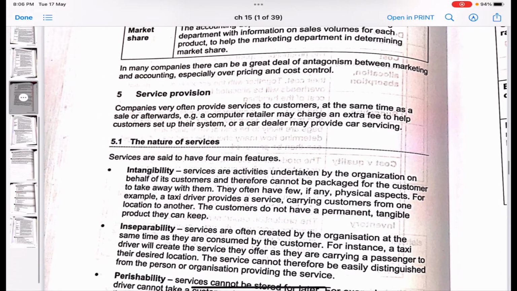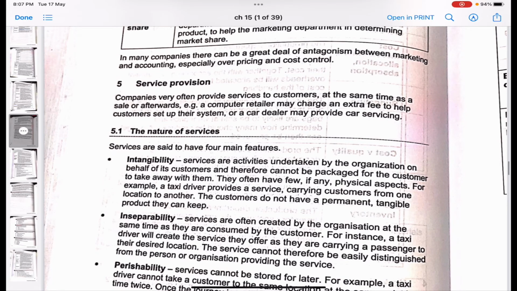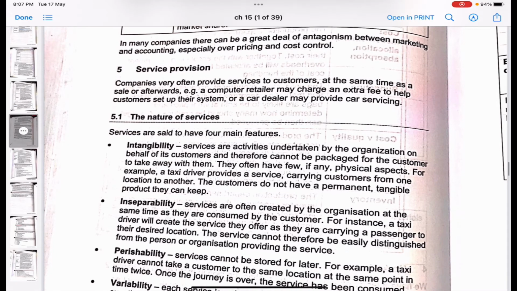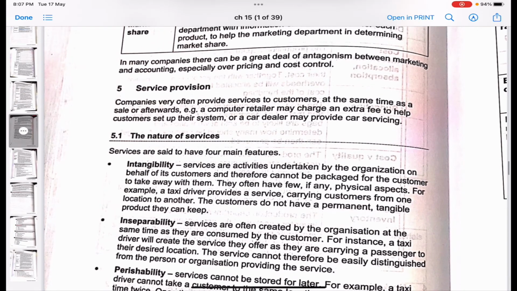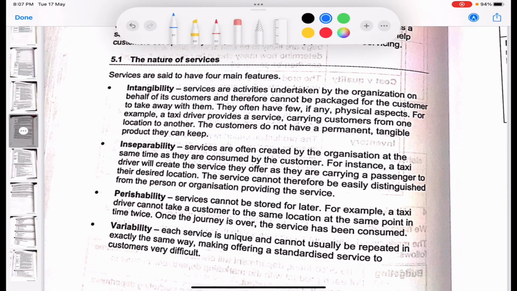Now we have service provision. Companies very often provide services to customers at the same time as the sale or afterwards. For example, a computer retailer may charge an extra fee to help customers set up their system. A car dealer may provide car servicing. All of that is service provision. So what is the nature of services? I think this is very basic to understand.